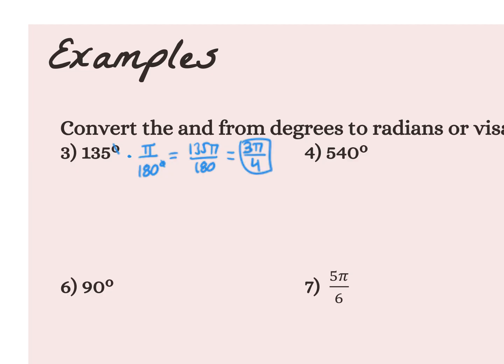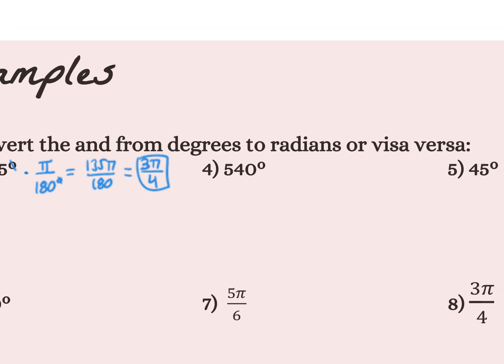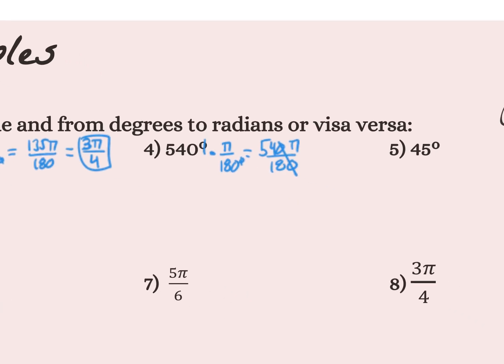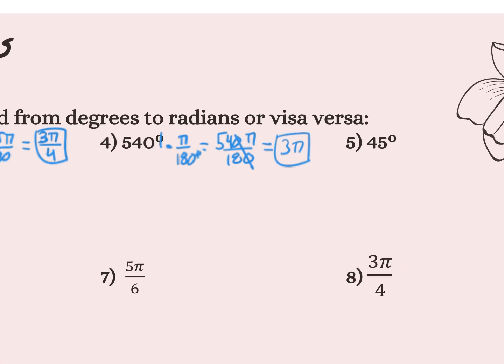All right, let's try the same thing with the next one. This is another one that's in degrees, so I'm going to multiply it by pi over 180 degrees. I'm trying to cancel out degrees, so I'm going to put it on the bottom. And then we end up with 540 pi over 180. Sometimes it helps at first just to get rid of the zeros. Divide them both by 10, and then 54 over 18 seems a little bit simpler to divide. 54 divided by 18 should get you 3. So then this is equal to 3 pi.